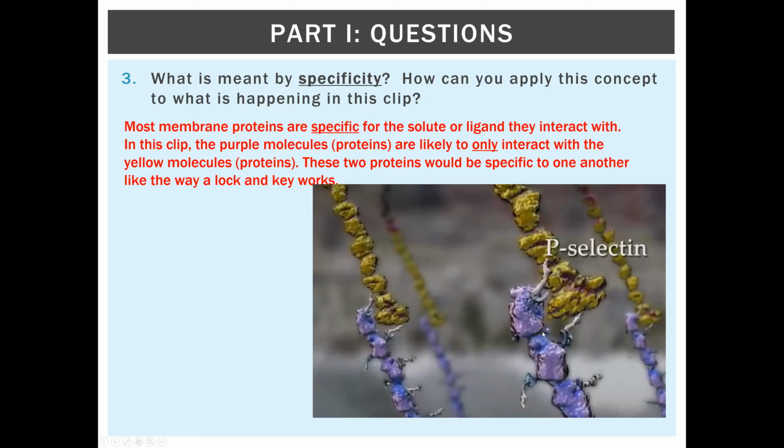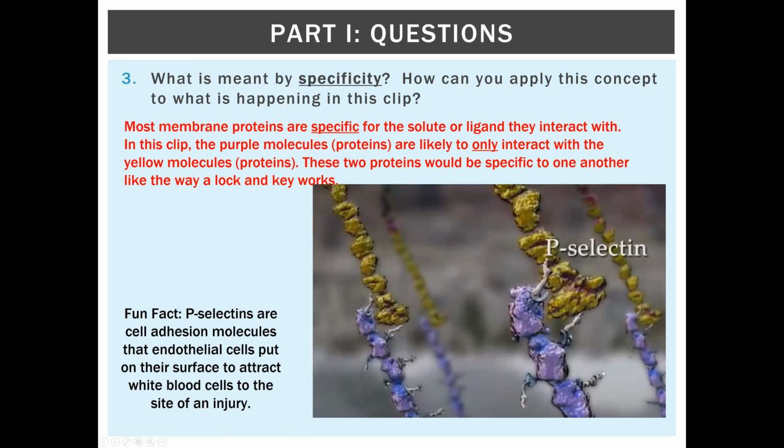And so these two proteins would be specific to one another in the way that a specific key fits a lock. And so you can see how even the shapes are a bit complementary, where the purple molecule has little extensions that help it to hold on to the end of the yellow molecule.